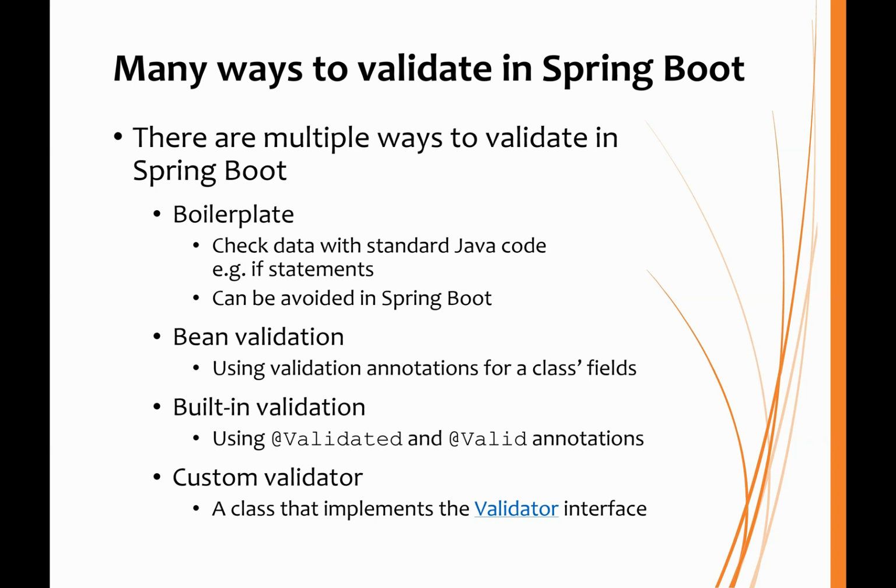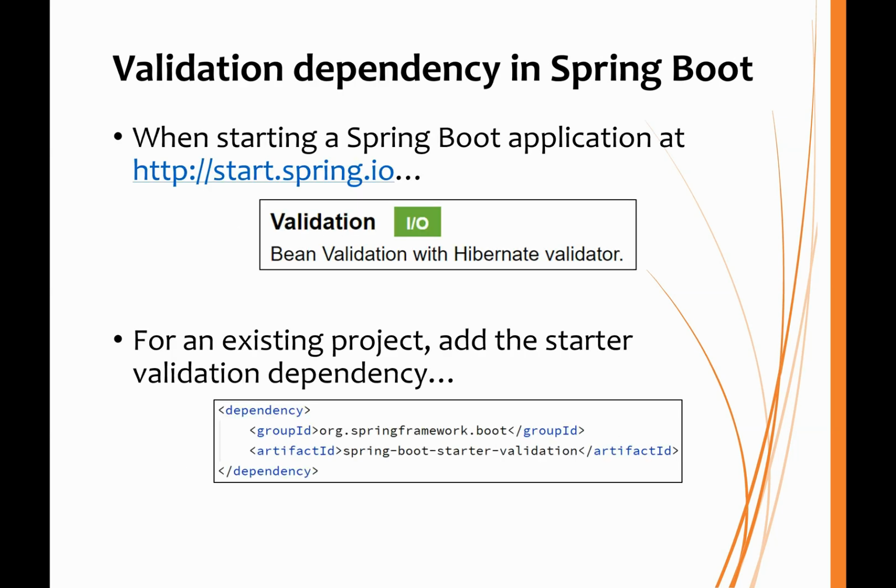We could use bean validation, which will involve putting in validation annotations on the fields for a class. We can use built-in validation using @Validated and @Valid annotations. And we can use a custom validator, which is really a class that implements the Validator interface. And we'll be looking primarily at bean validation and the built-in validation. When we start an application at start.spring.io, we need to make sure that we use the validation dependency. And if we have an existing project, then we need to add this dependency into the pom.xml file.